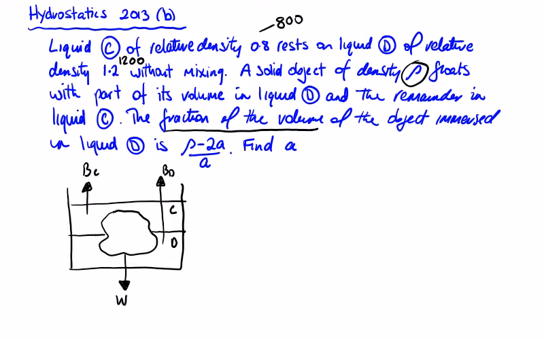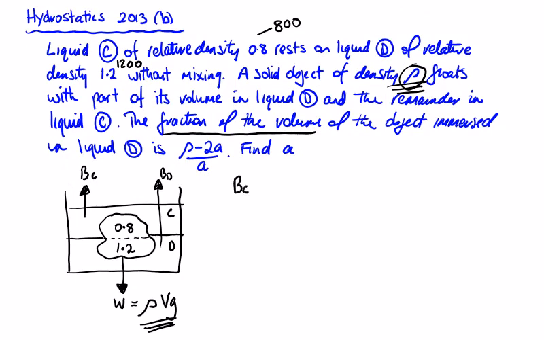And what are we told about the object? Its density. So the weight of this object is the density times the volume times g, and that's the only information we have about the object. So we've our 0.8 in here and we have our 1.2 in here. If we get these two buoyancies and add them together, it's going to be equal to ρVg.